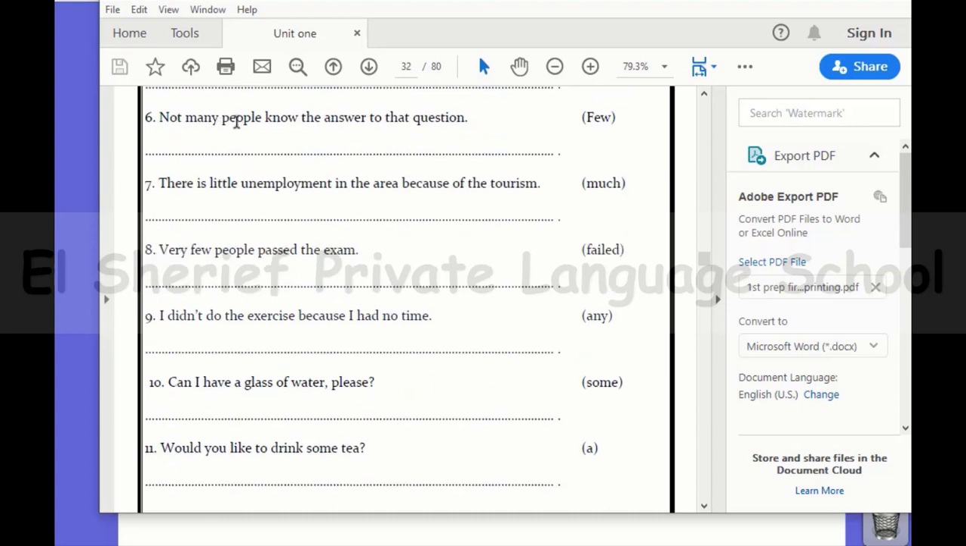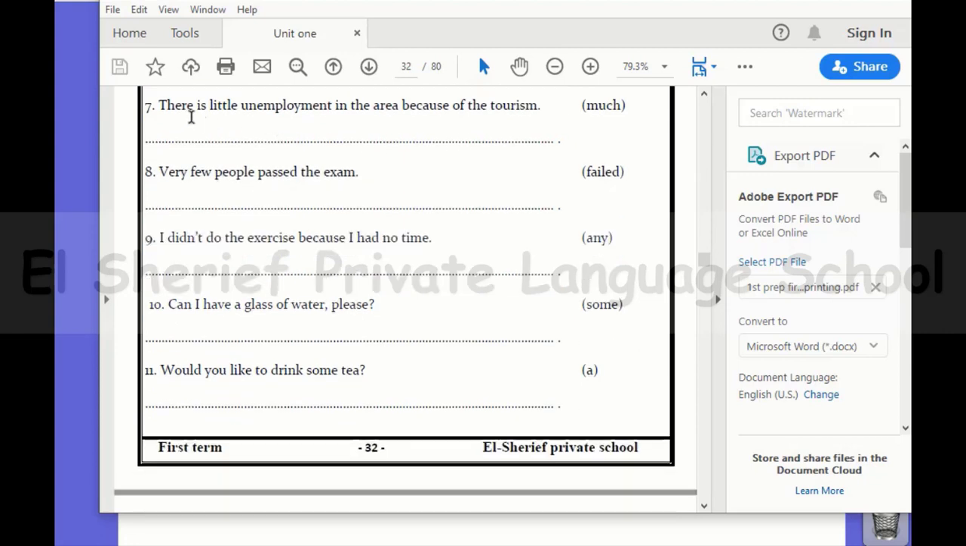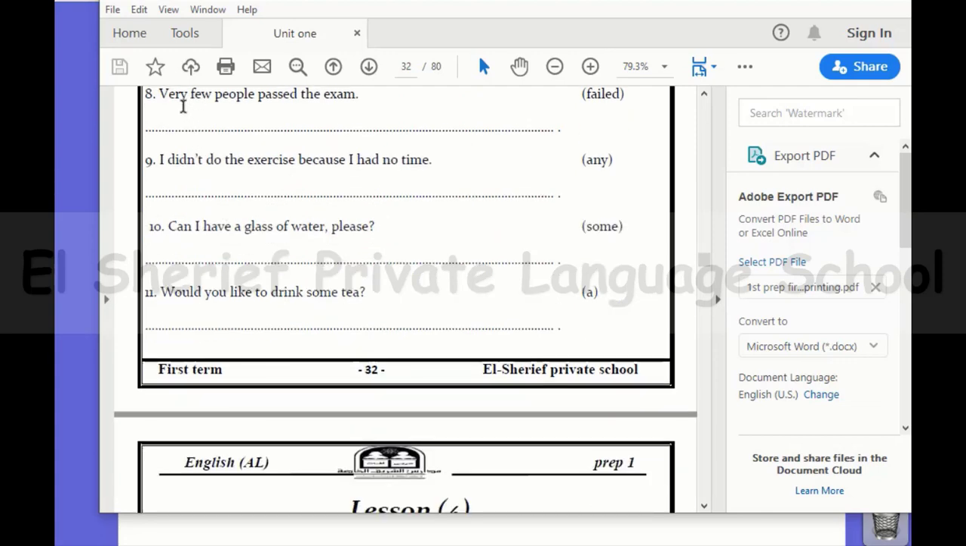Number 6. Not many people know the answer to that question. So the opposite of many is few. So few people know the answer to that question. Number 7. There is little unemployment in the area because of tourism. Use much. So there is much employment in the area because of tourism. Number 8. Very few people passed the exam. Use failed. So the opposite of few is many. So many people failed the exam.